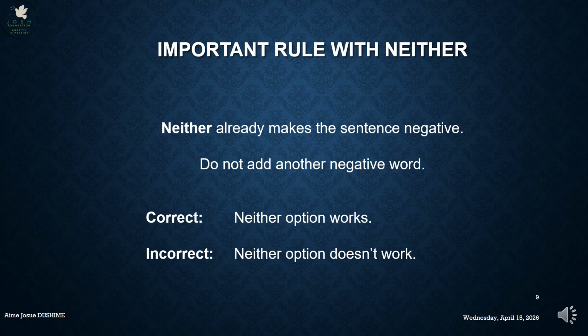Why is it very wrong? Because neither makes a sentence negative, and then you are adding another negative here, which is doesn't, giving it a double negative, which is very wrong. So in that case, never do that. And remember, it also has to take an s because it is considered as a singular. Neither and either are considered as singular, so put s on the verb.